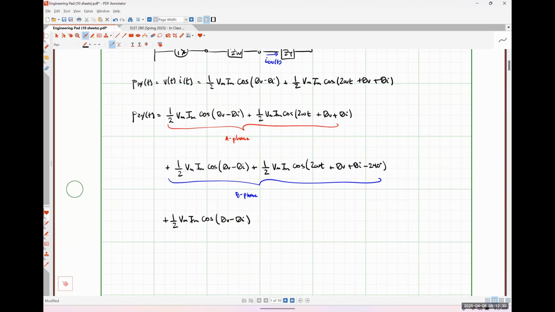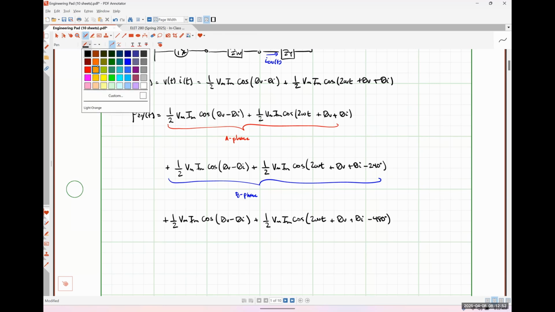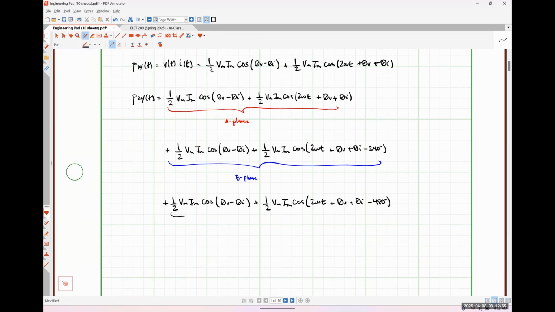So theta v minus theta I plus 1/2 Vm cosine twice omega t. When I add those angles together, I'm going to wind up getting plus theta v plus theta I minus 480 degrees. And that's what's going on in my C phase. So this is the total instantaneous power absorbed in a balanced three-phase load.